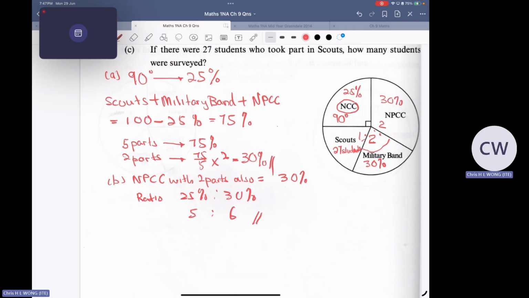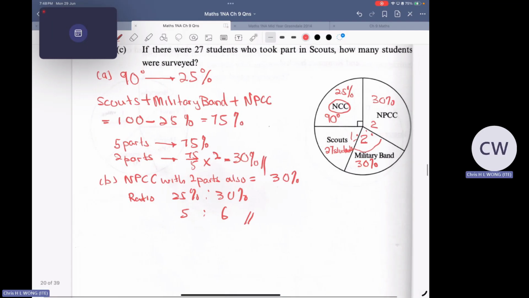Why do you want to find the percentage? Because since everything is percentage, I find the percentage. 50% is 27 students. All you need to do is to find 100%, right? It will be the number of students surveyed, isn't it? Yes. Okay. So two parts give you 30%.